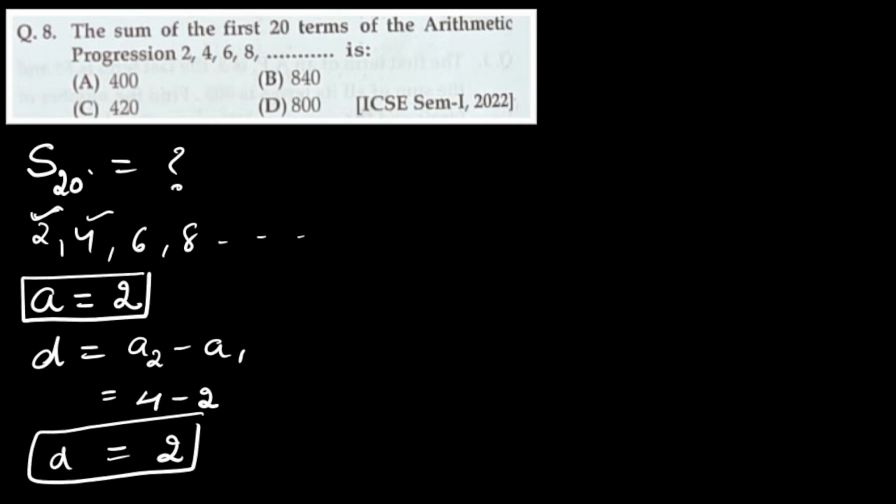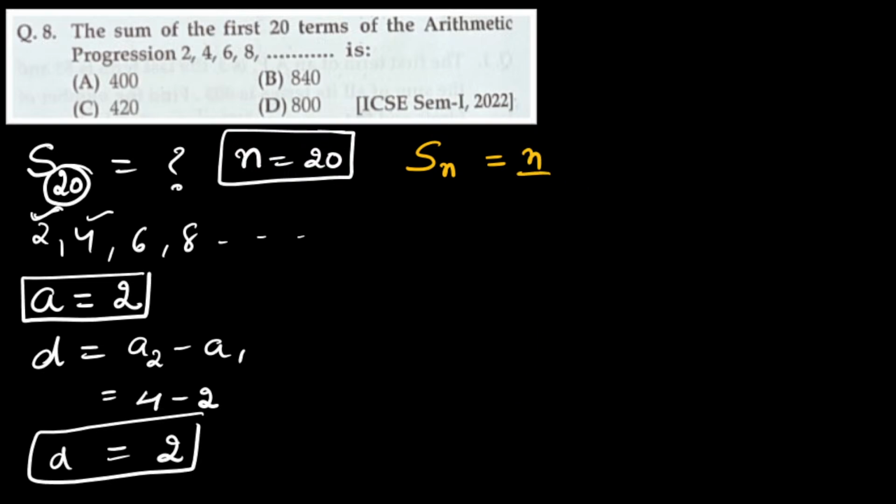We have to find S20, so the value of n is equal to 20. Whatever is written as a subscript here, that is the value of n. What we have to find is the sum. Let's see who will tell me the formula of Sn. I told you at the start, I gave you the formulas. Okay, so Nikita has given the answer: n by 2, 2a plus n minus 1 into d.